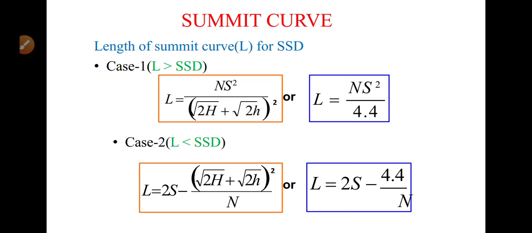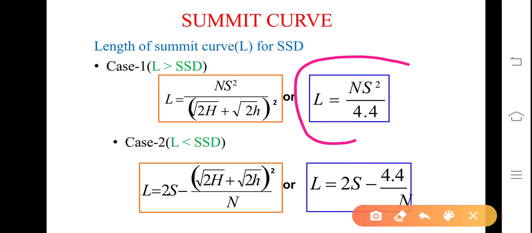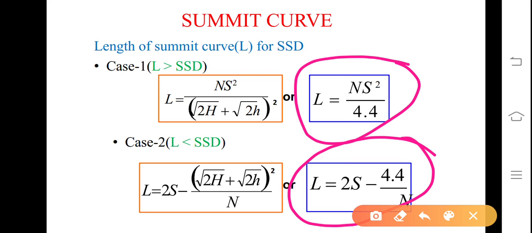When L is greater than SSD, we got L is equal to Ns squared by 4, and when L is less than SSD, we got L is equal to 2s minus 4.4 divided by N. N is deviation angle, S is stopping sight distance, L is length of curve, capital H is height of the driver's eye above the pavement, small h is the height of the object above the carriageway or pavement.